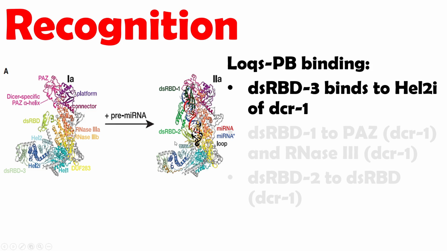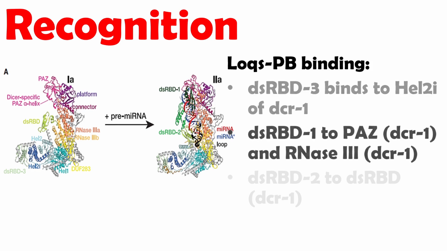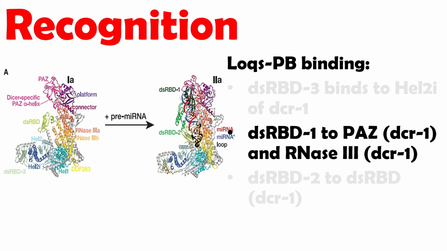Now here, the double-stranded binding domain of one of LOXPB binds towards the PAS domain of Dicer 1, and also it interacts with the RNase3 domain. Here the thing is that with the RNase3 domain, it doesn't bind. It gets in a conformation which is like a tip to tip conformation. It doesn't bind, but it interacts in a way that it looks like a tip to tip way.